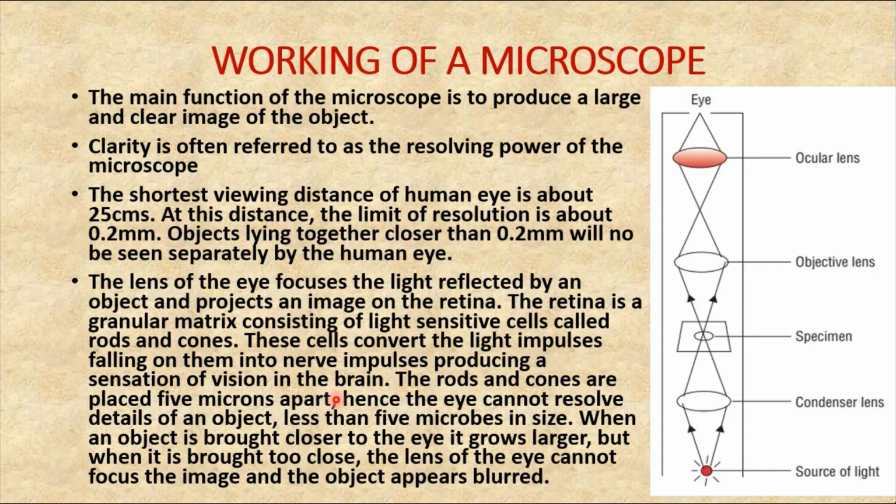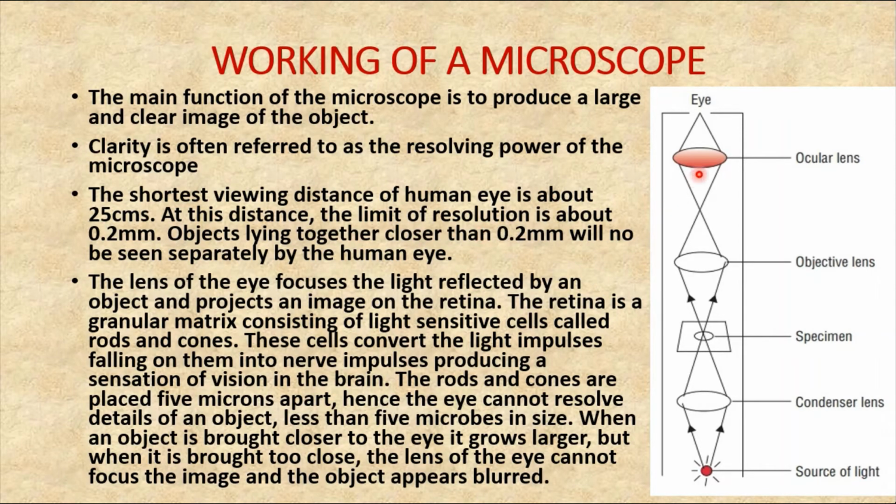So if the size of any object is going to be less than 5 microns, we cannot see. Why are we unable to see? Because the rods and the cones are placed 5 microns apart. When an object is brought closer to the eye, it grows larger. But when it is brought too close, that means even near to the eye, then the lens of the eye cannot focus the image and the object appears blurred.